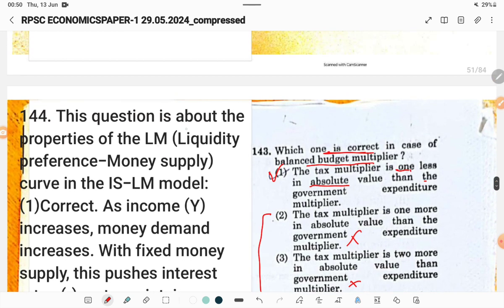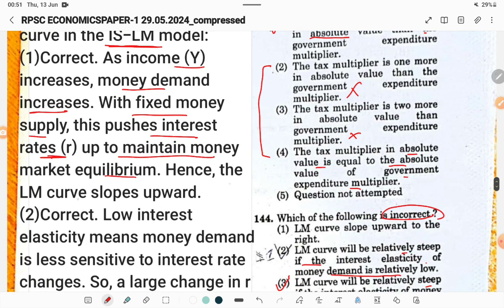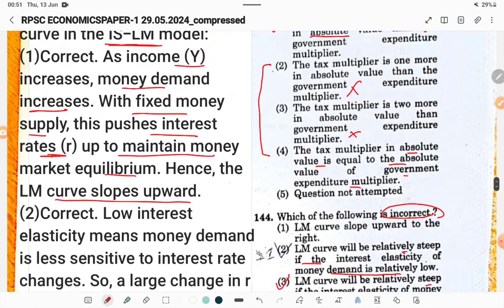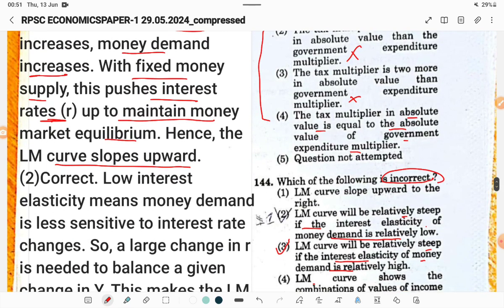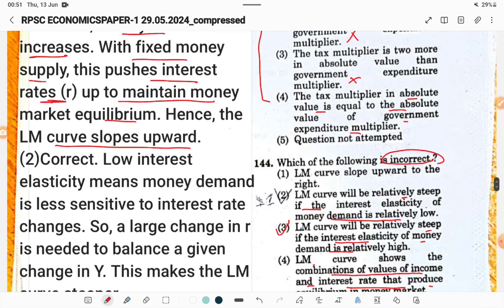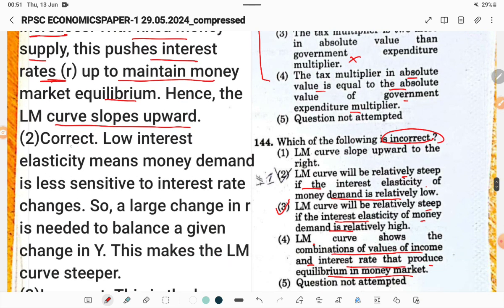Here is the explanation. This question is about the properties of the LM, liquidity preference money supply curve in the IS-LM model. So the first statement is correct. As income increases, money demand increases with a fixed money supply. This pushes the interest rate up to maintain money market equilibrium. Hence the LM curve slopes upward to the right. And this statement is correct. And the second statement is also correct.